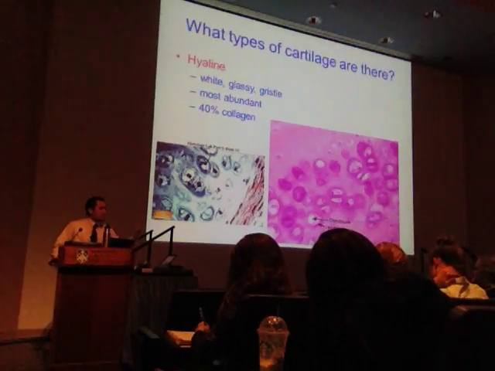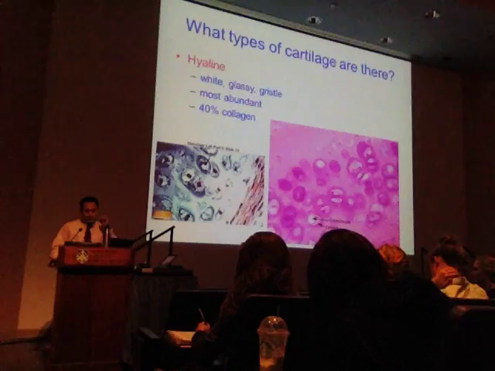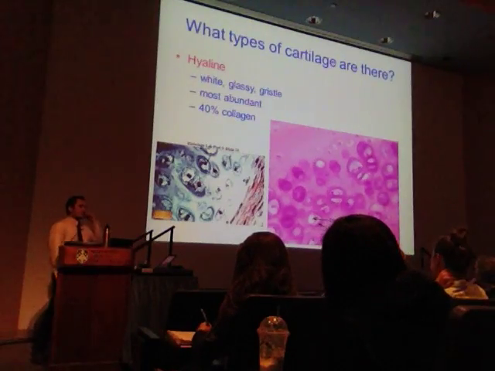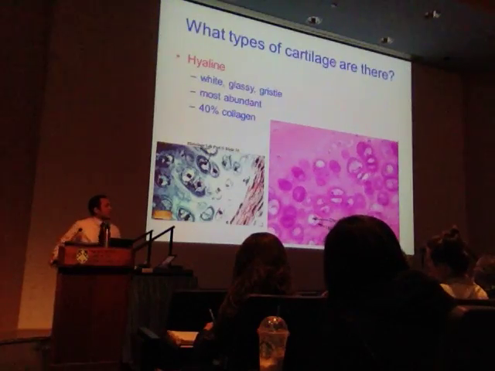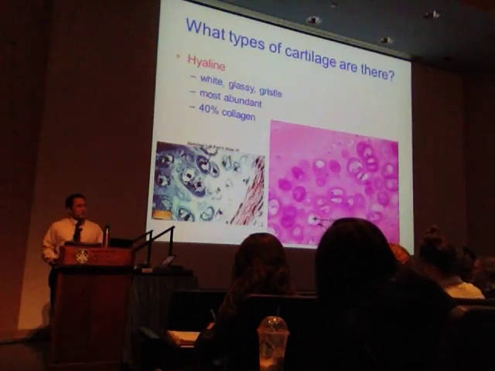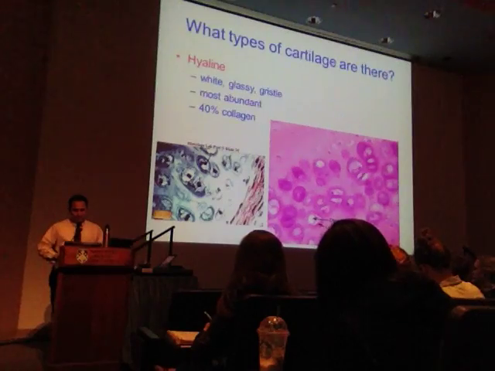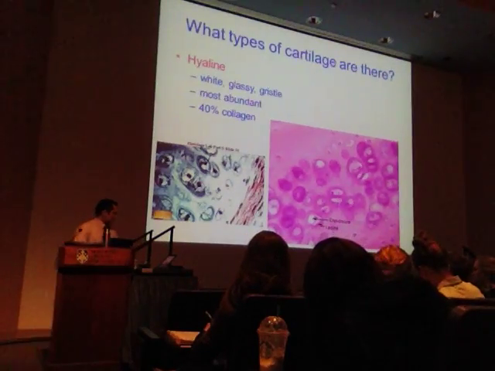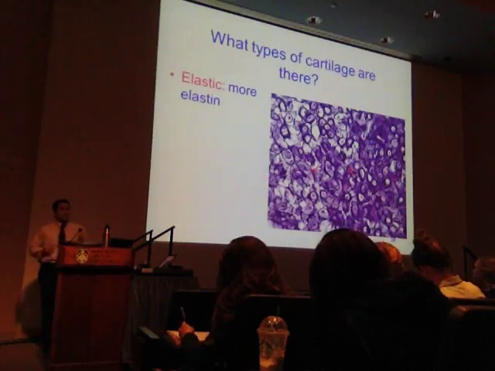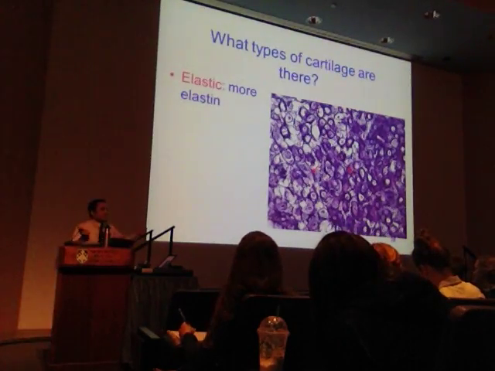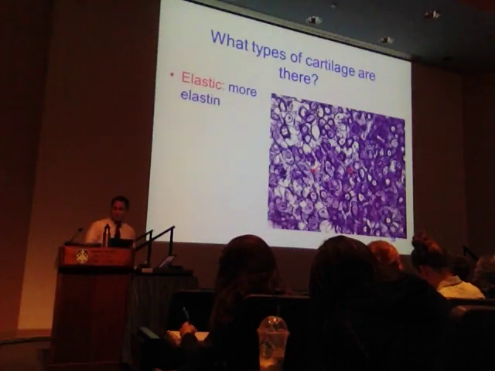You find it wrapping around the trachea, the tip of the nose, the costal cartilage of the ribs and the sternum, and at the end of many long bones. It has a content of about 40% collagen. If you look at the next one, which is elastic, this one actually has a stretchy capability because of these elastic fibers that are found within it.